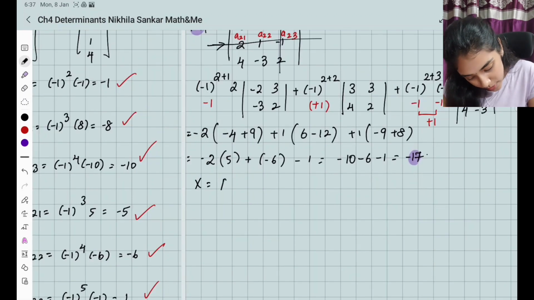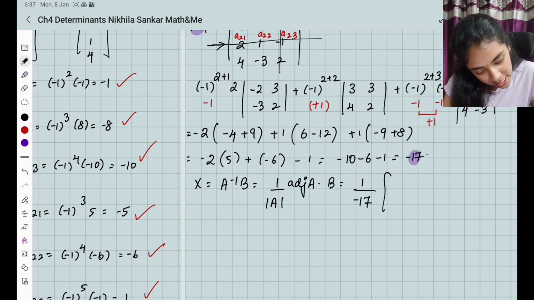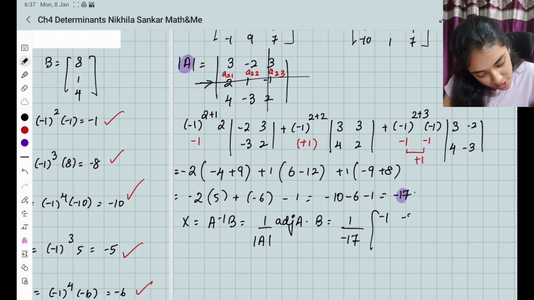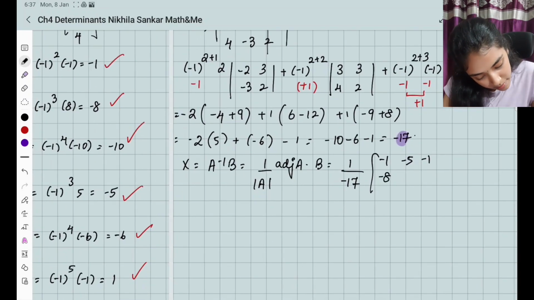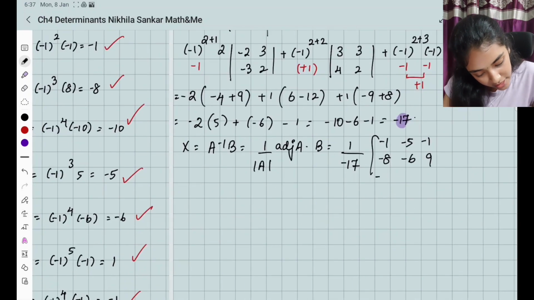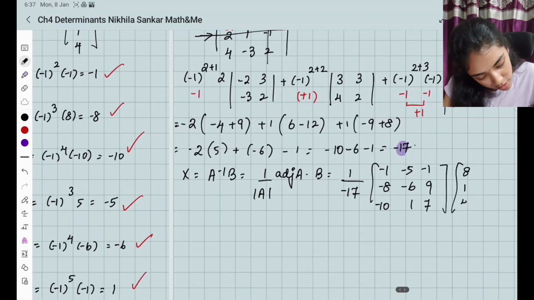So now X equals A inverse B, which is going to be 1 by determinant A times adjoint A times B. So 1 by determinant A, minus 17, times adjoint A. You have first row minus 1 minus 5 minus 1. Second row minus 8 minus 6 9. Third row minus 10 1 7, times B. What is your B matrix? 8 1 4.